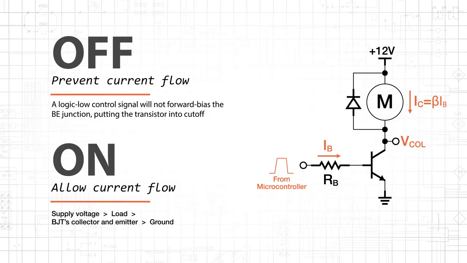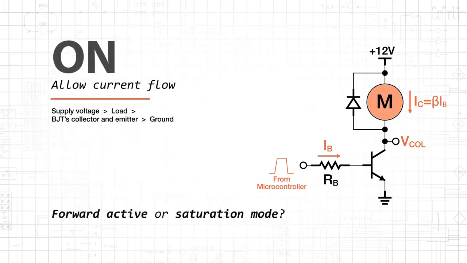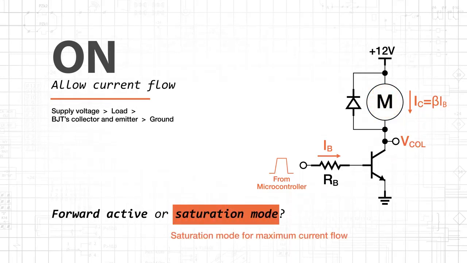But how do we allow current to flow freely through the load? Do we want an on-state transistor switch to operate in forward active mode or saturation mode? In a switching circuit, we simply want to drive the transistor into full conduction. Thus we transition the BJT between cutoff mode and saturation mode, and we don't limit the input voltage or the input current in an attempt to keep the transistor in forward active mode.